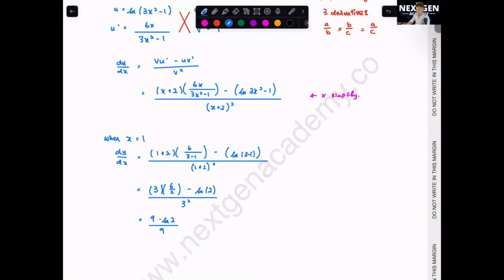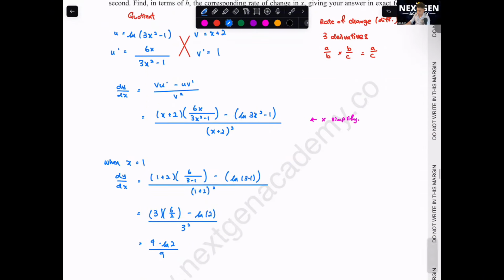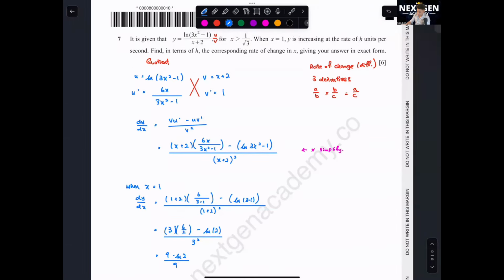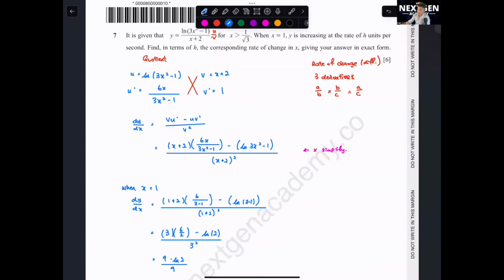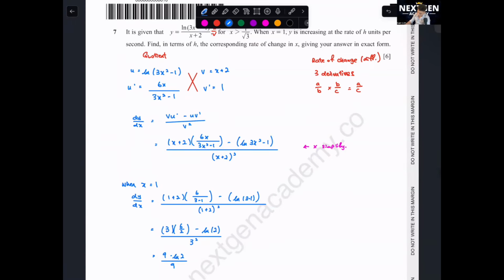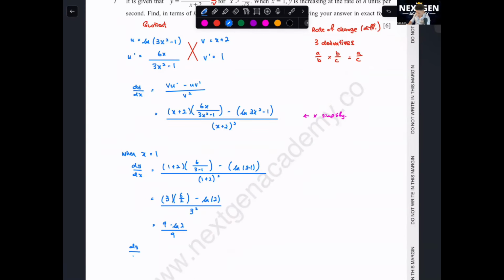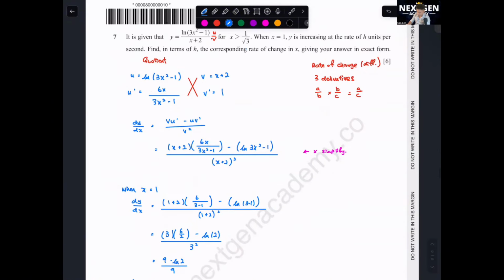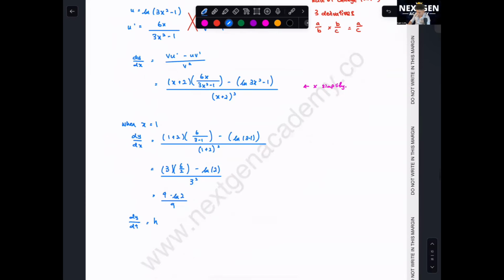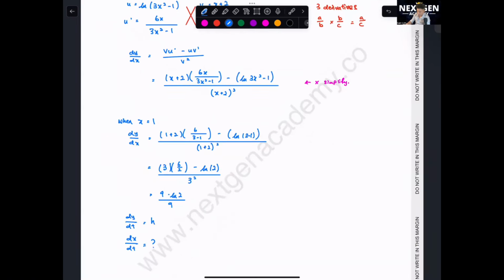Okay, what do we want? What's the equation that we want? And what is given to us? They give us y is increasing at a rate of h. Rate means over time. So they gave us here dy over dt equals to h. And then they want us to find rate of change of x. So dx over dt, we don't know what it is.